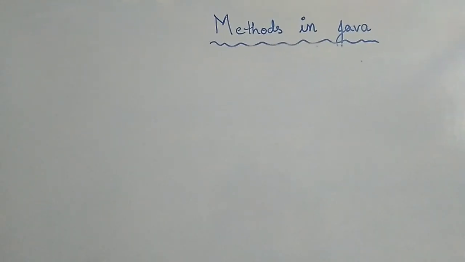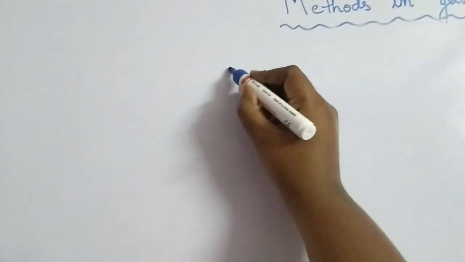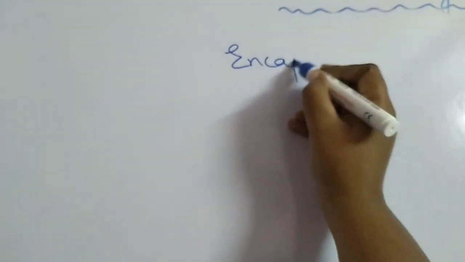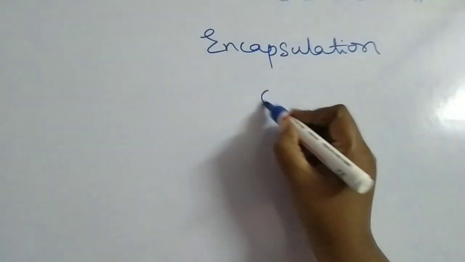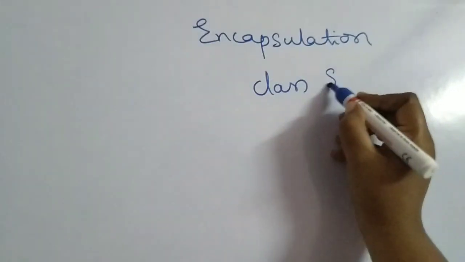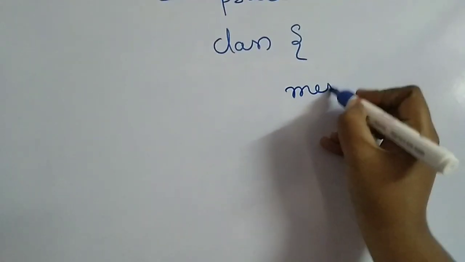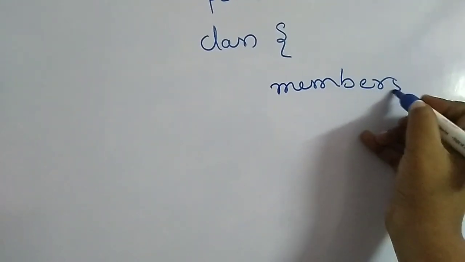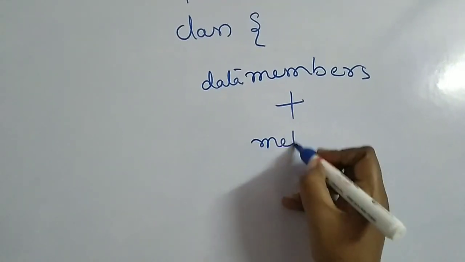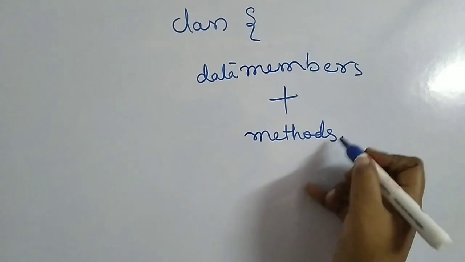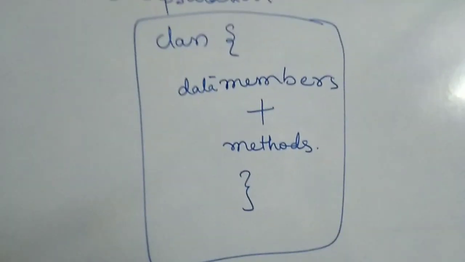Now we'll see getter and setter methods. To understand getter and setter methods, we'll see the concept of encapsulation. Encapsulation is, your class is an example of encapsulation, wherein inside the class, the data members and the methods together comprise your class. So this is nothing but encapsulation.